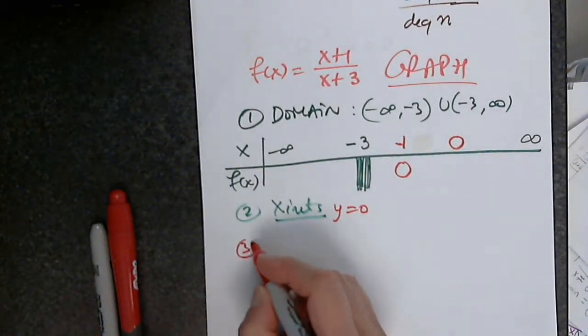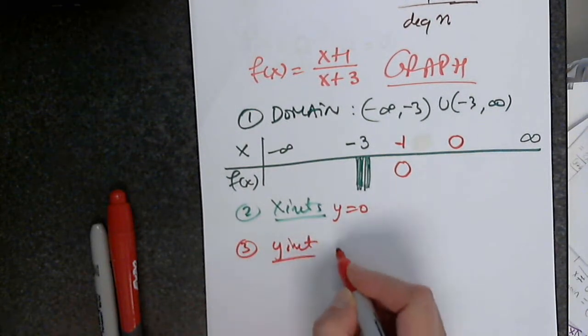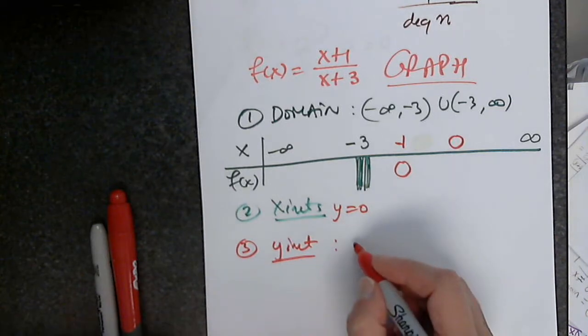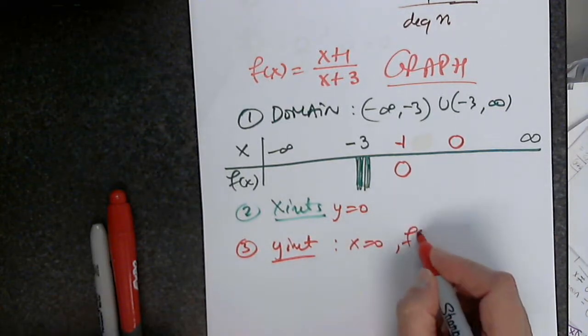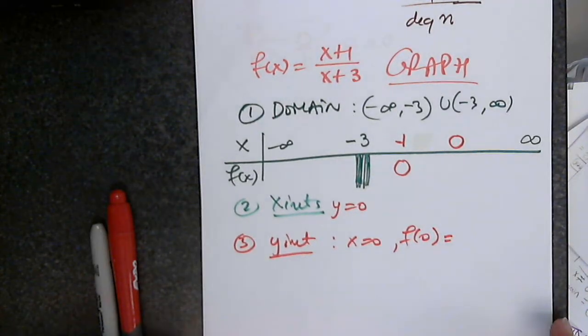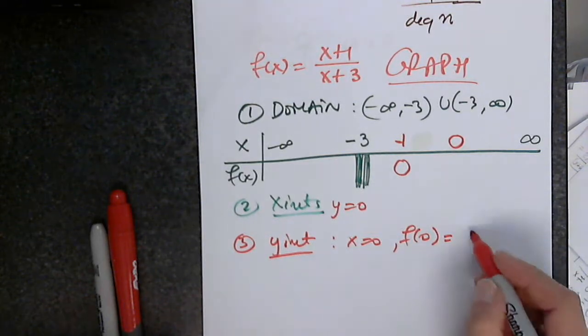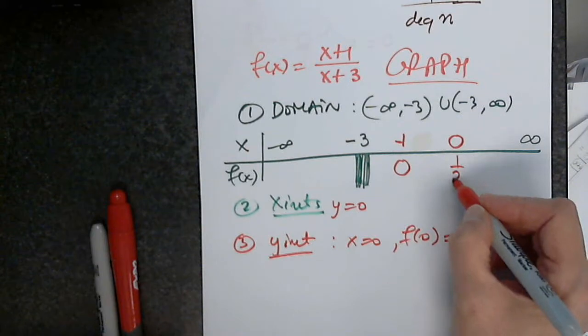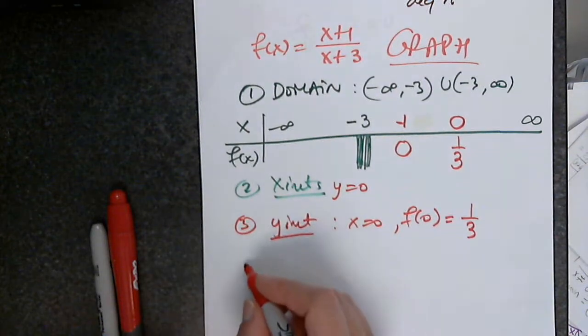Now number 3, of course, y-intercept. How do I determine the y-intercept? Yes. So I make x equals 0, or if you want f of 0, what do I get? Very good, excellent. 0 plus 1, 0 plus 3. So this is 1/3. Okay. Number 4.